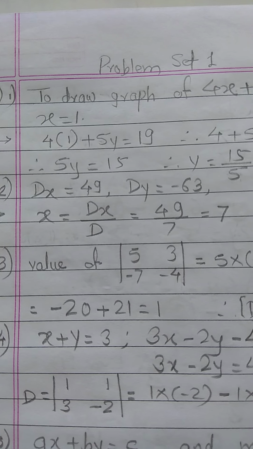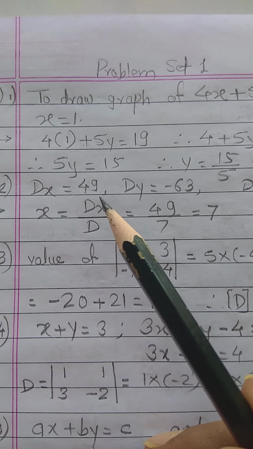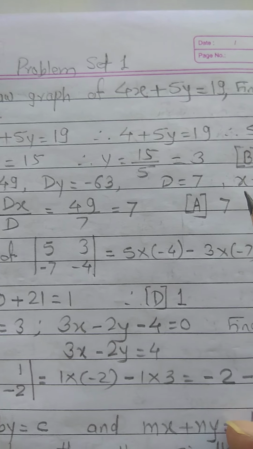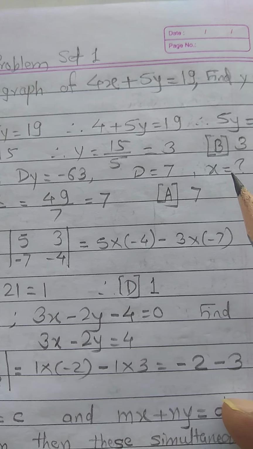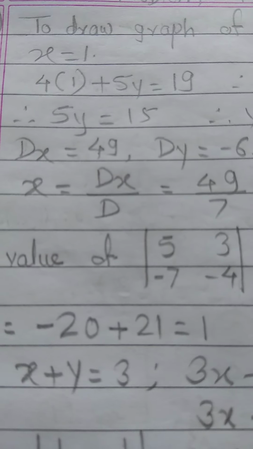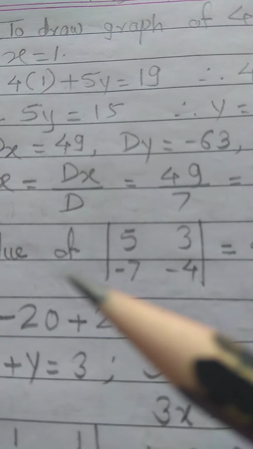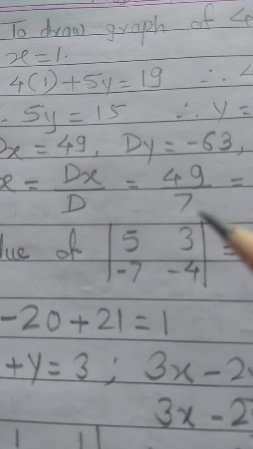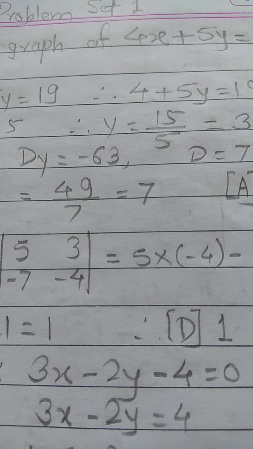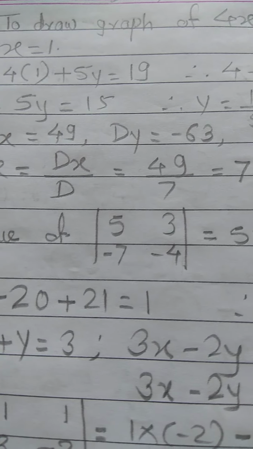Now second one is dx is given as 49, dy is given as minus 63 and d equal to 7. Then you have to find out x. By Cramer's rule, we know that x equal to dx upon d. So dx is 49 and d is 7. So 49 upon 7 is 7. So A7 is the correct option.